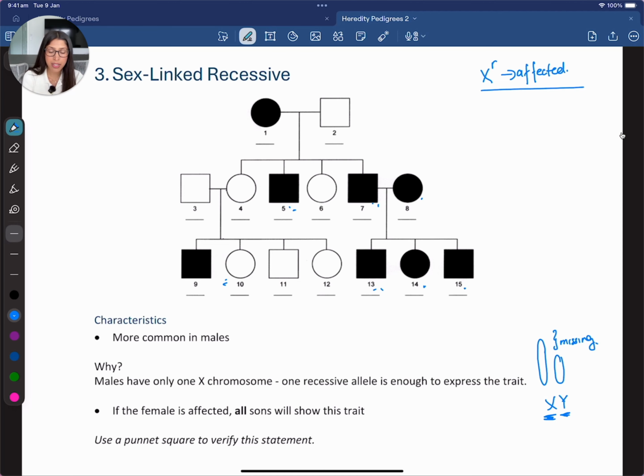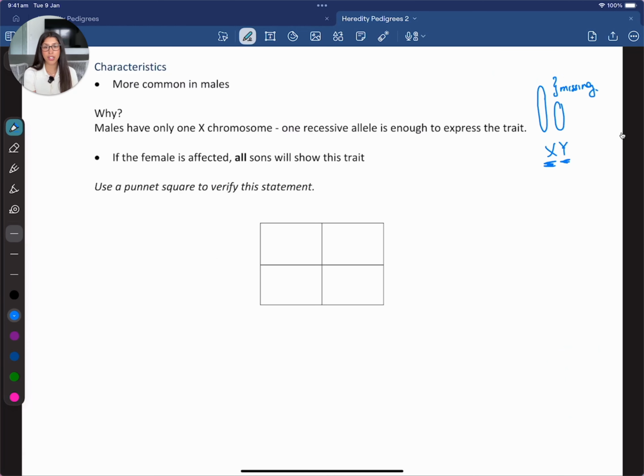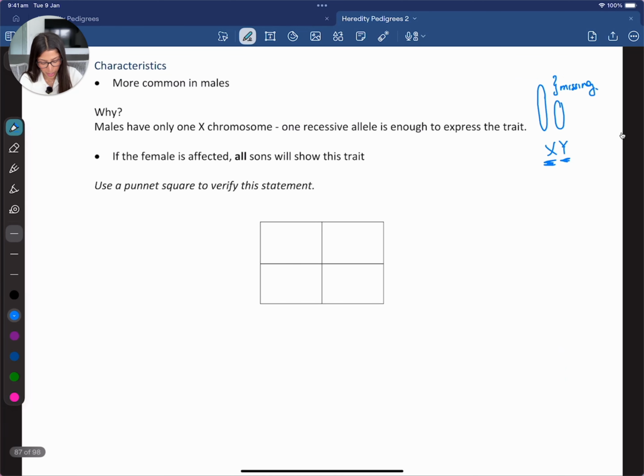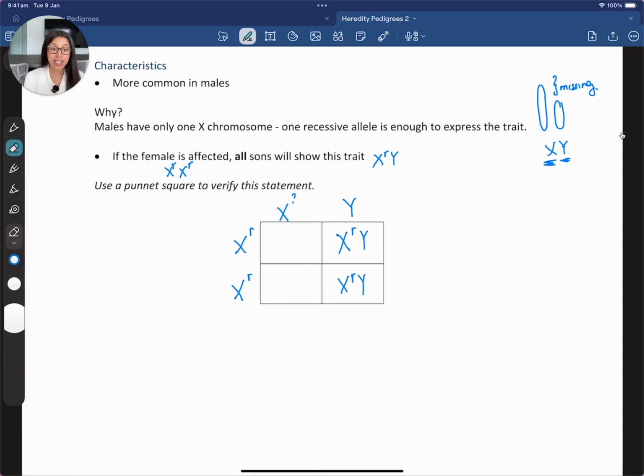Next, if a female is affected, then all sons will show this trait. Now let's use a Punnett square to actually verify this statement. So if a female is affected, she's going to have this genotype. And if a male is affected, then the male is going to have this genotype. Now, in this scenario, it doesn't really matter what the father's genotype is going to be, so I'll leave that as blank. I'll put a question mark on top of the X for the male. Now, if I were to only look at the male offspring, then this is going to be their genotype. So as you can see here, all of the male offspring will be affected.